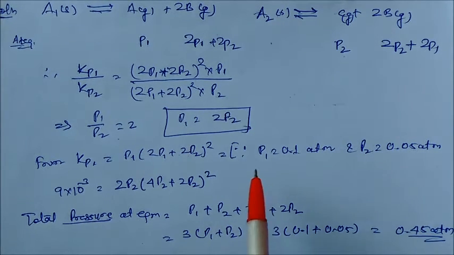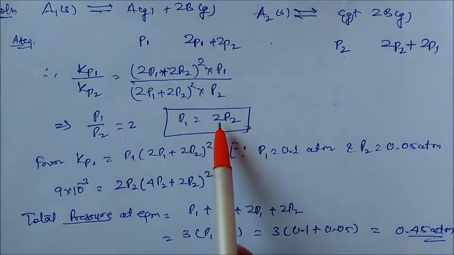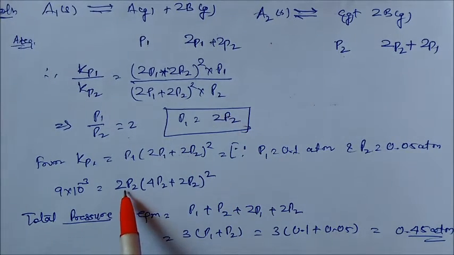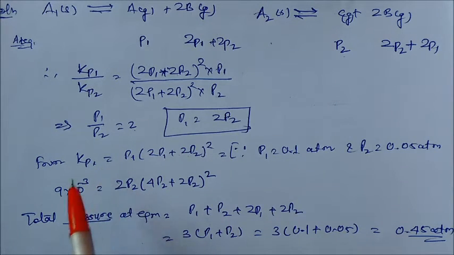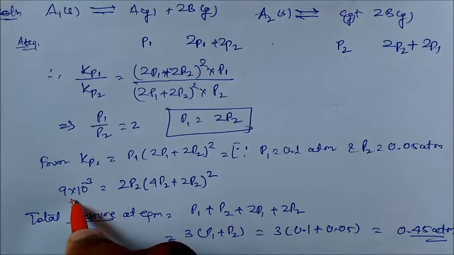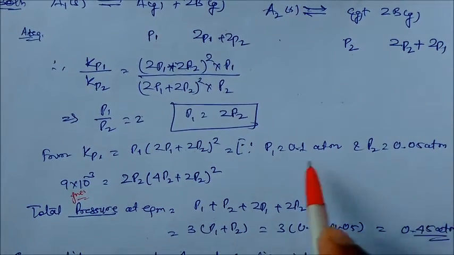So how did these values come? Now you just set P1 equal to P2 and substitute this value over here. If you substitute here, we get P2, and Kp1 we already know the value; this quantity is given here. On solving, you will get P2 equal to this much value. Similarly, we can get P1 equal to this much value.